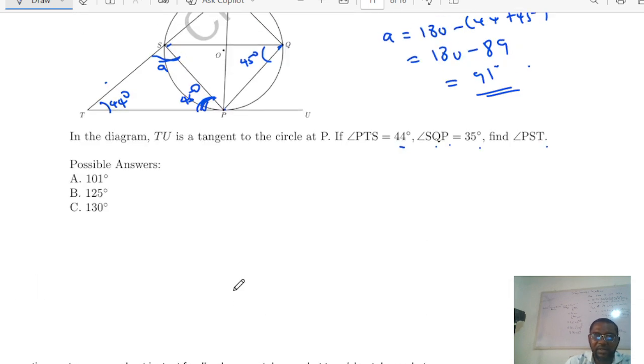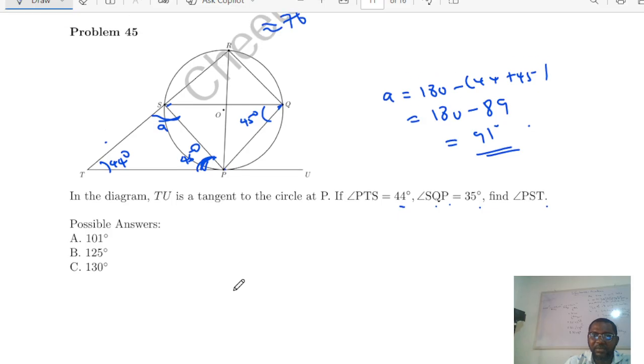Okay, we don't have 91 here. So where would that mistake be?